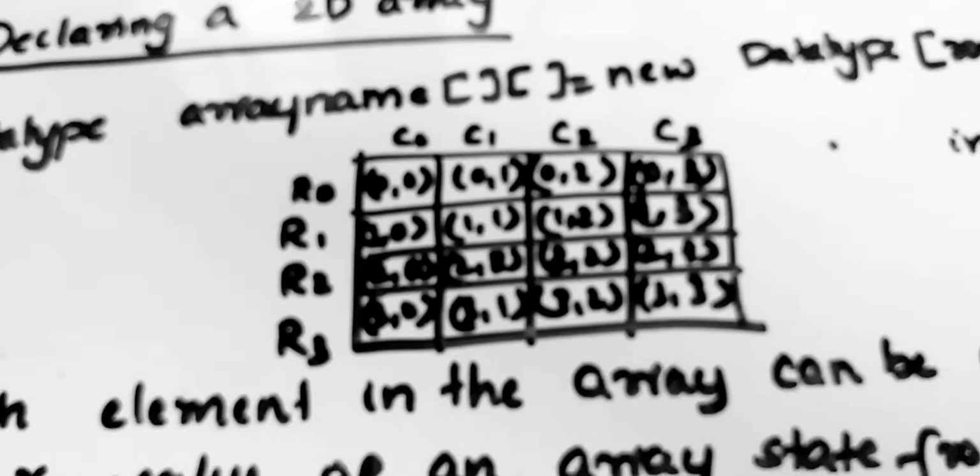And after that, equal new data type, and in the first square bracket we give the row size, in the second one the column size. Don't forget, first one for row size, second one for column size. So this is the method of declaring a two dimensional array.